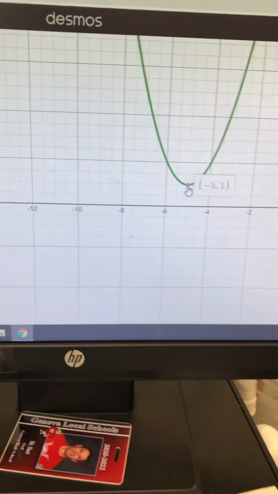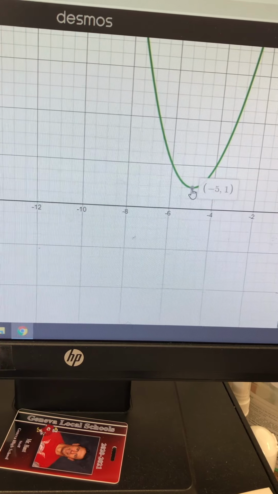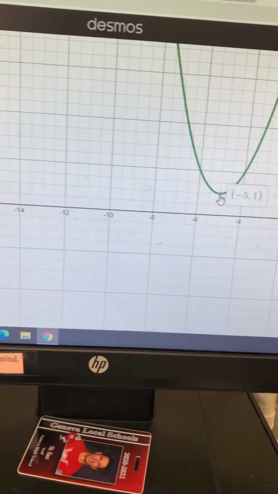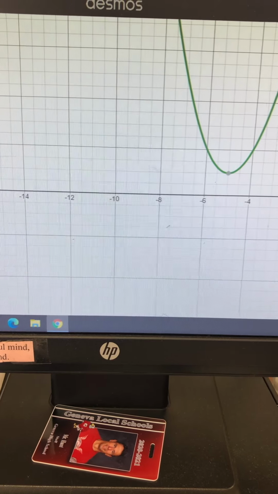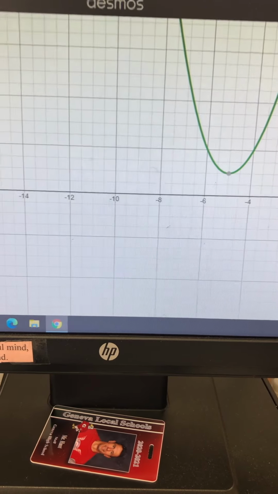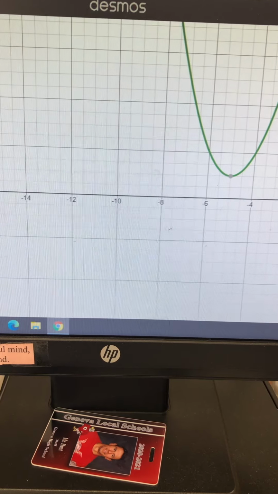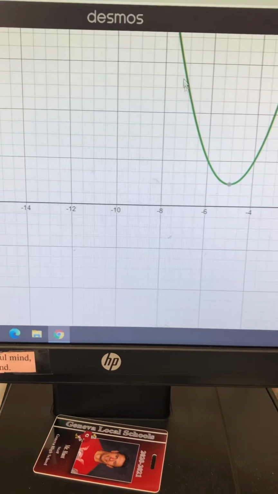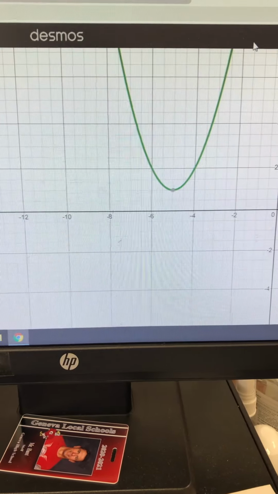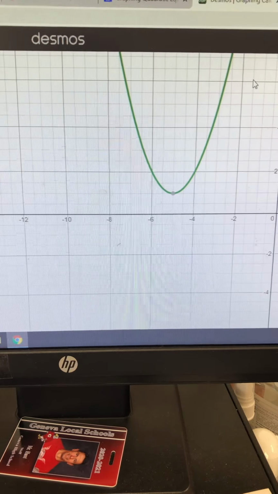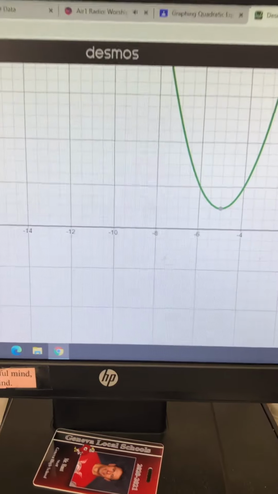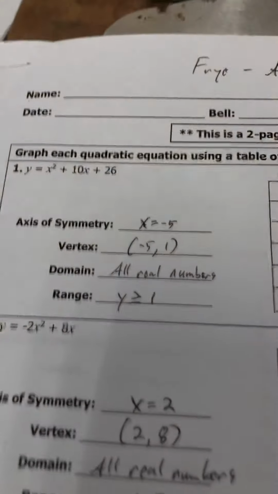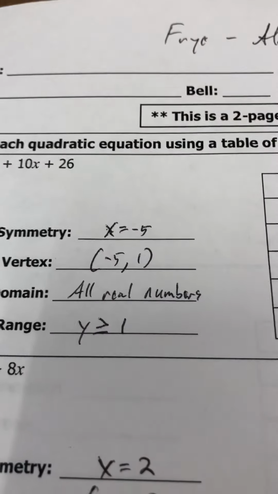So your domain is all real numbers. Domain, remember, is all the x values that you could plug in. Whenever you plug in an x value, are you going to get a point on here? Yes, because as this goes up this way and up this way, it continues infinitely in both directions and covers all x values. So we have a domain of all real numbers.